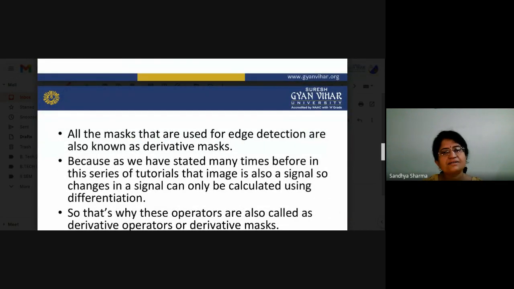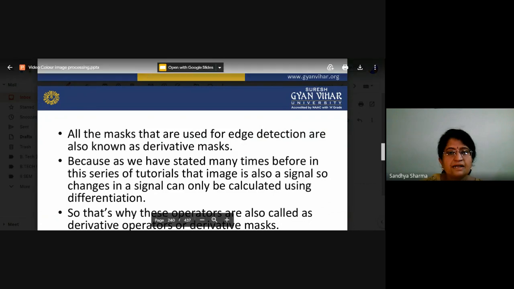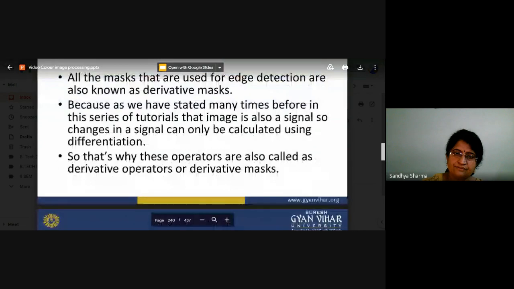All the masks that are used for edge detection are known as derivative masks, because we have stated many times before in our lecture that an image is also a signal. Changes in a signal can only be calculated using differentiation. So these operators are also called derivative operators or derivative masks.